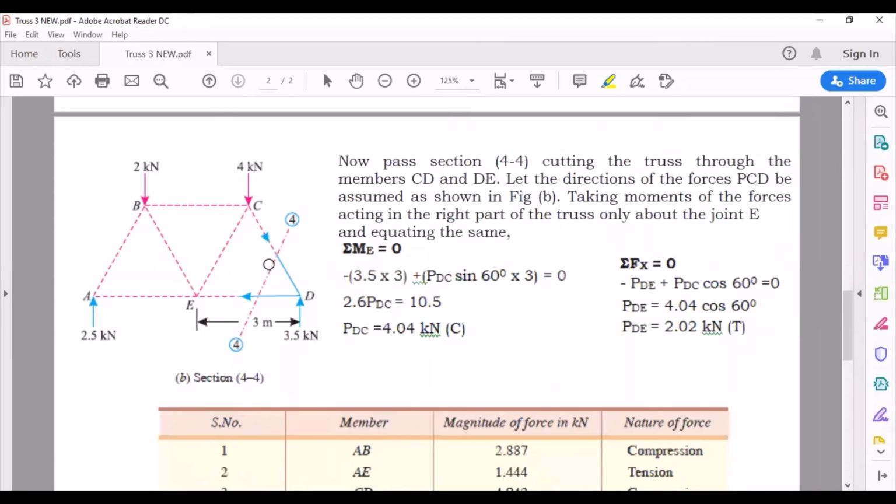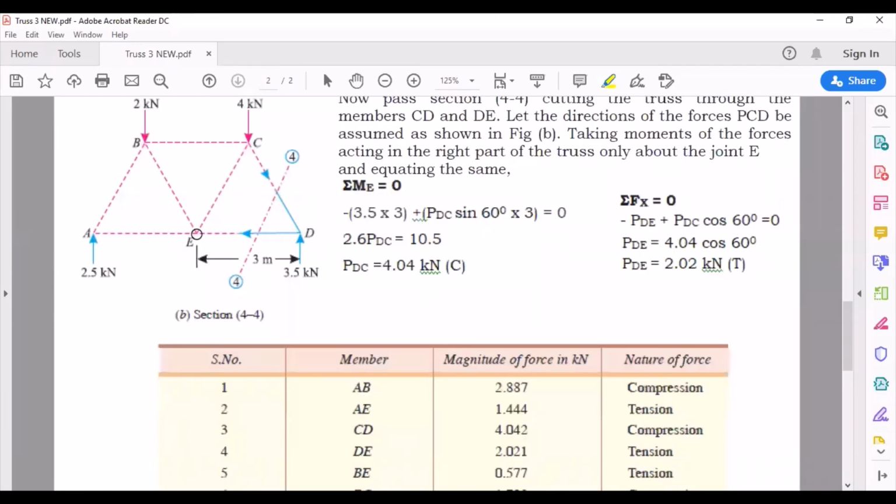So next, I have two portions, one on the right side of the section, the other on the left side of the section. So I'll consider the right side portion for calculation. It is feasible that I will take the moment center as point E. If I take the moment center as point E, this member ED passes through point E, therefore it becomes 0. Therefore, I have only one member, that is CD, and one vertical reaction, that is 3.5.